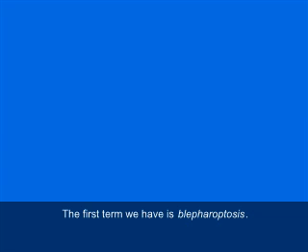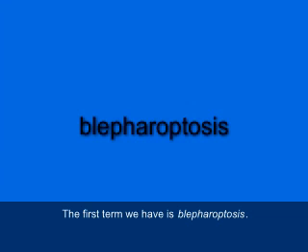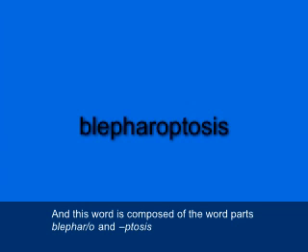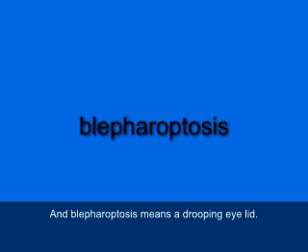Well, the adnexa are the accessory structures of the eye. These are things like the eyelid, the tear ducts, etc., that are not part of the eye itself, but they're accessories. Okay, the first term we have is blepharoptosis. This word is composed of the word parts blepharo and ptosis, and blepharoptosis means a drooping eyelid.